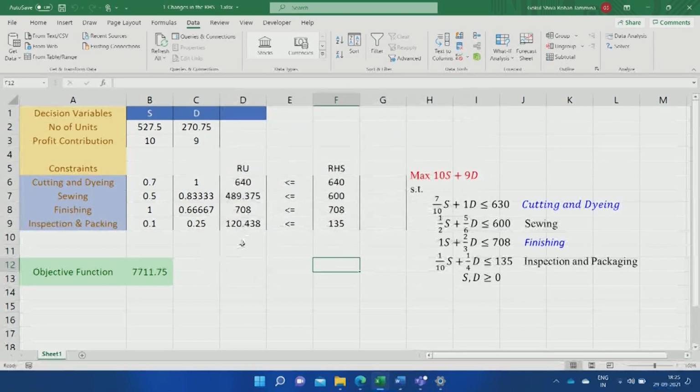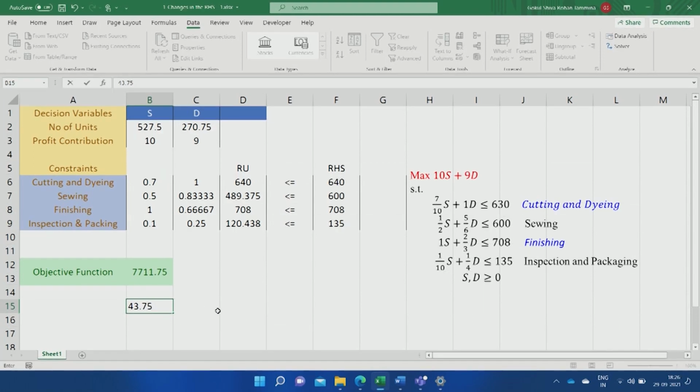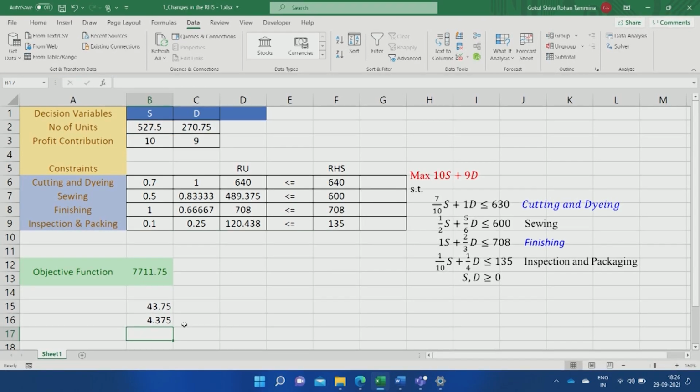Now, this is 7711.75. So, the difference is 43.75. This is for 10 units. If I want to know for per unit, this value divided by 10 is 4.375. What is the meaning of this 4.375? If the right hand side is increased by 1 unit, the increase in the objective function is 4.375. This is nothing but our dual value.